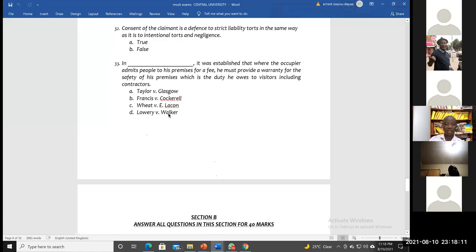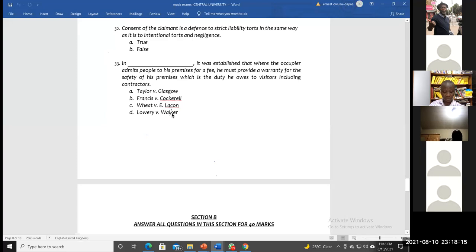Then Lowery and Walker. Lowery and Walker. Nee? Okay, it's gone. Okay, Hubert.